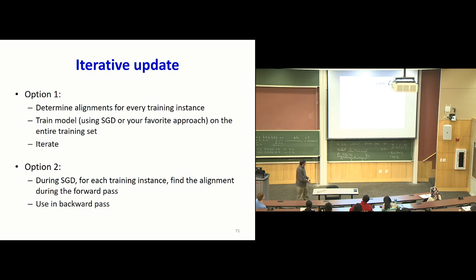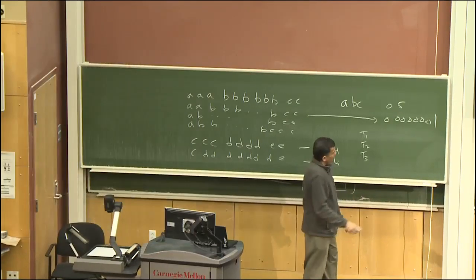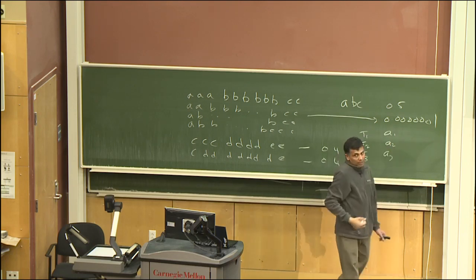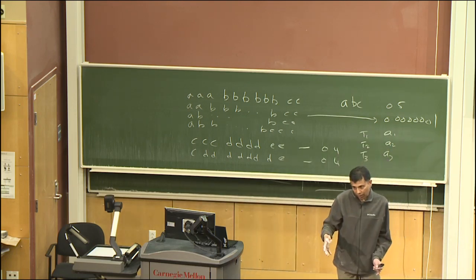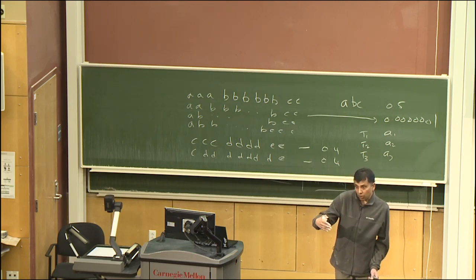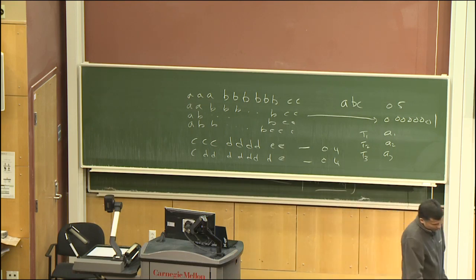So the first one is, I have a collection of training instances, right? T1, T2, T3. I use my model to find the alignment for each one. And then after having found the collection of alignments, I can go ahead and train my model, right? Which means that I'm not updating my model until I've computed the alignments for all of my training instances, right? In the second case, I compute an alignment and immediately update the model, right?